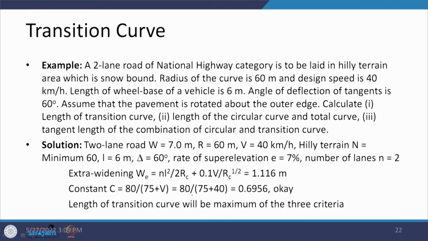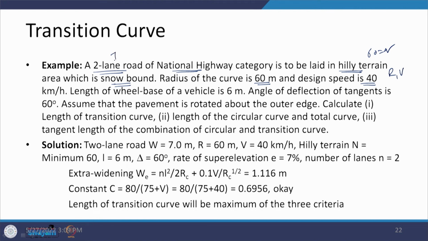Now, let us have an example for this. We have a 2-lane road. This is a national highway in hilly terrain, and it is also snowbound, so there is high altitude and snow. The radius of the curve is 60 meters, design speed is 40. So, we have R, we have capital V, and we have hilly terrain. When we find the length of the transition curve, that means N is 60.